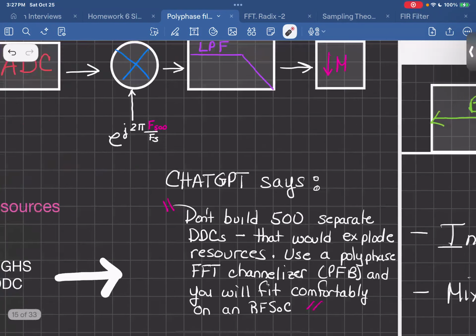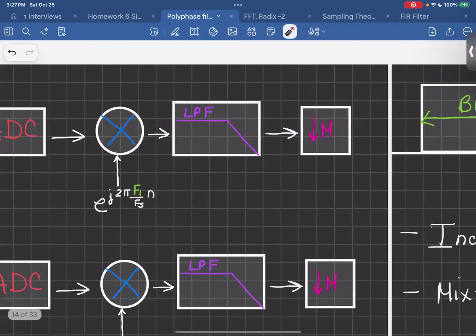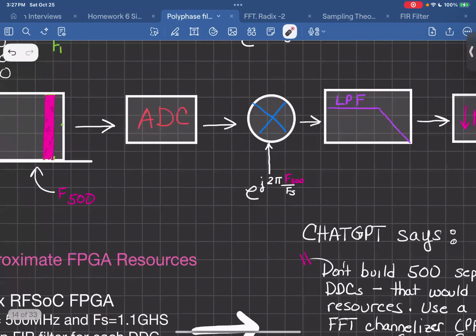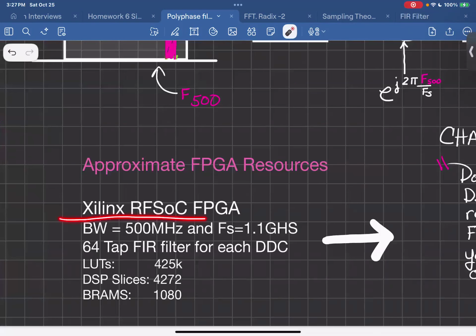So then, I must say in completeness that this is not the FPGA that we fly. This is not for space flight. This Xilinx RFSoC FPGA is not space qualified. We use a different FPGA for space. Okay, and that's the Xilinx Kintex UltraScale FPGA.